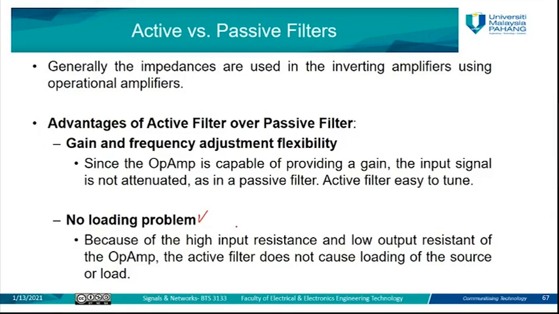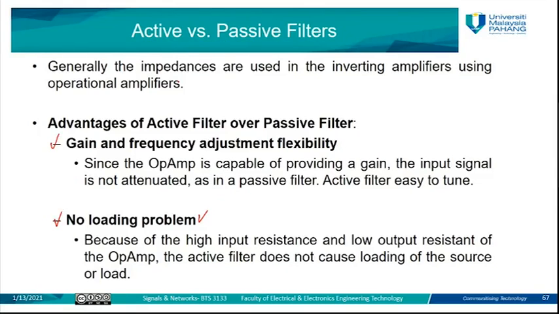So this means it has low output impedance or resistance, and high input impedance or resistance. So it will not generate more current to go through the load, and it will not cause more losses in our circuit. These two are among the advantages of the active filter that uses the operational amplifier.